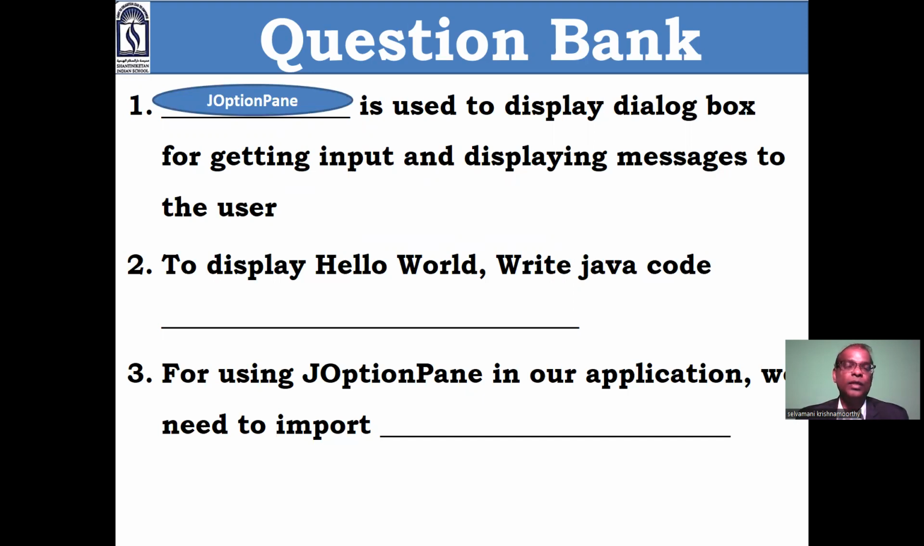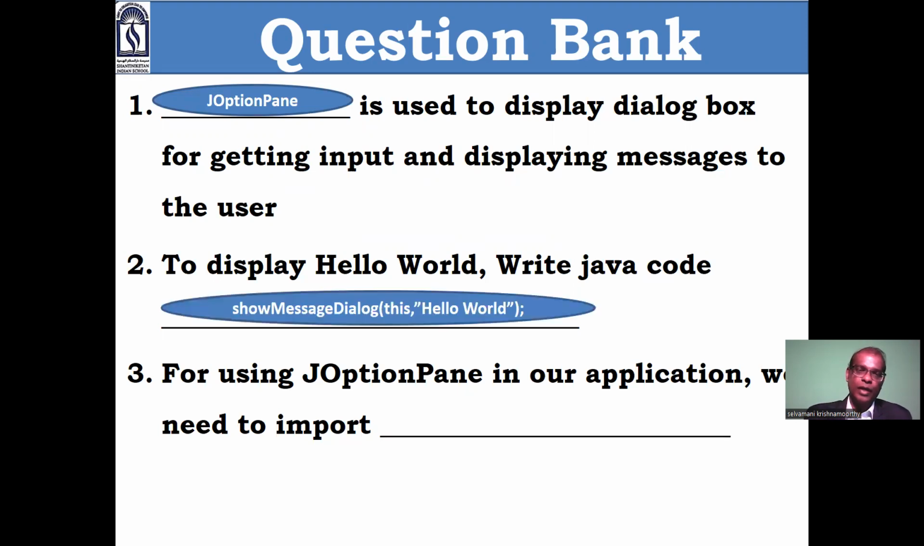Number two: to display hello world, previously we studied good morning, good evening. To display hello world, write the Java code. What code do we need to write? Can you tell? We studied. Good, very good: JOptionPane.showMessageDialog. showMessageDialog should have two parameters: one is this, comma, within double quotes hello world. Is that correct?